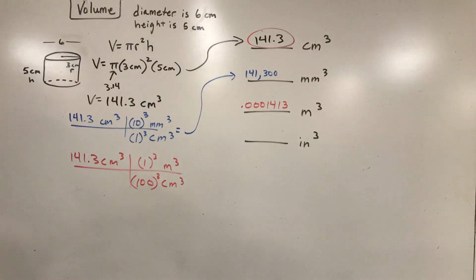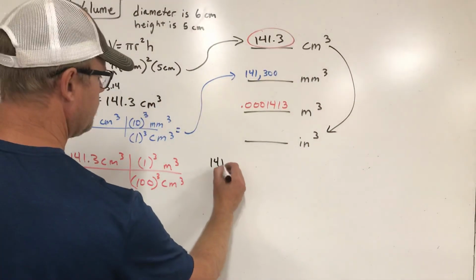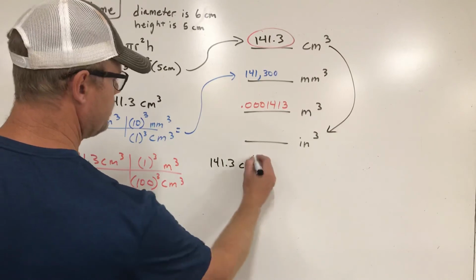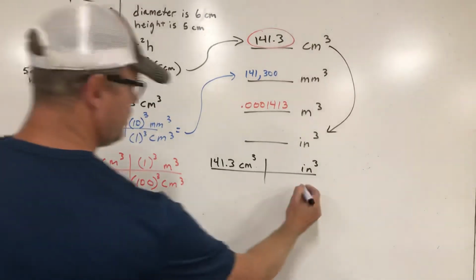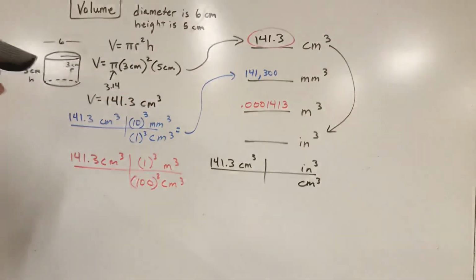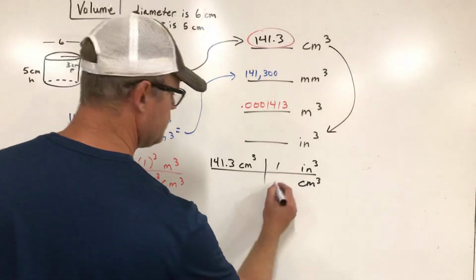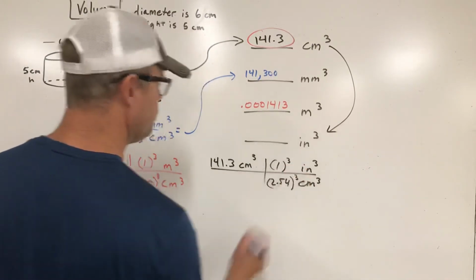Okay. And my last one here, I'm going to try to get this into cubic inches. Now, cubic inches and cubic centimeters are going to be a lot closer than, say, the cubic meters. Okay, the units are going to be in at least a similar ballpark. So I am going to use this one again. I'm going to take 141.3 cubic centimeters, turn it to cubic inches. Cubic centimeters goes on the bottom. And then I have to look on my page 4, if I don't have this memorized, and that tells me 1 inch equals 2.54, but I have to cube these because these are cubic units.